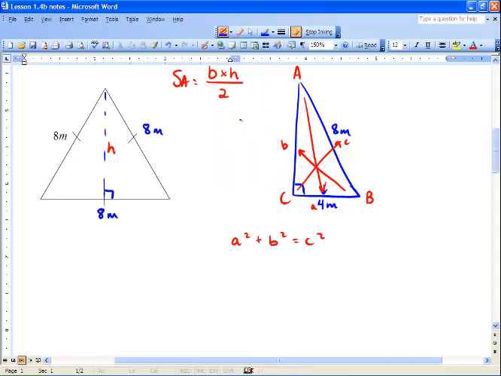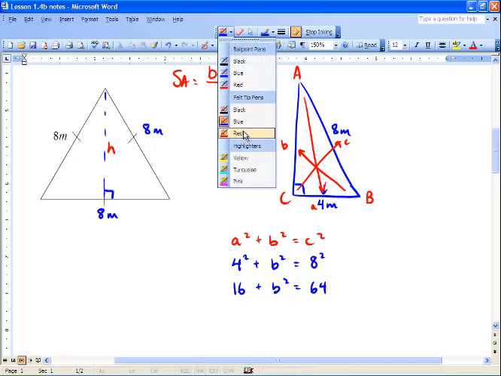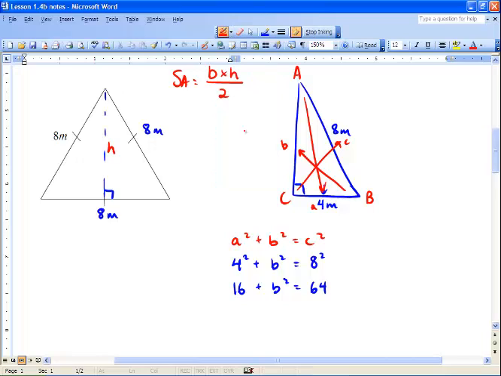Now we know little a, which is 4 squared. We don't know b squared. And we know c squared is 8 squared. So we do our math. 4 squared is 4 times 4, which is 16, plus b squared equals 8 times 8, which is 64. Now we need to get that b squared by itself. So we've got a positive 16 right here, and we're going to subtract 16 away from that to get 0. Whatever we do to one side, we have to do to the other. And we're left with b squared equals 48.